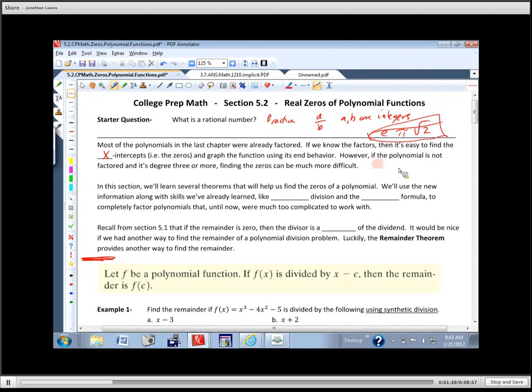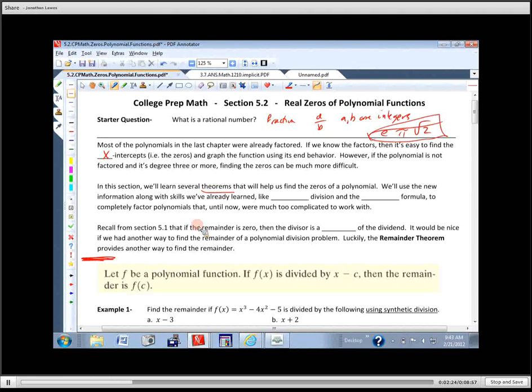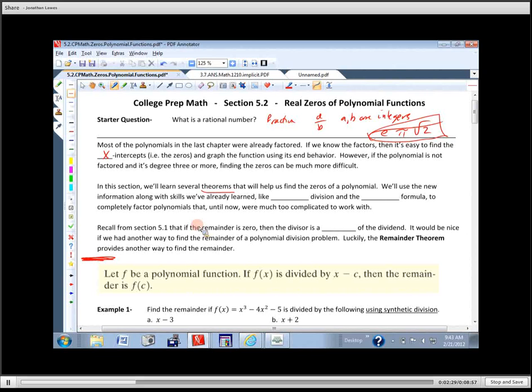If the polynomial isn't factored, then it's a lot more difficult. Or if it's degree 3 or 4 or 5, then it's kind of tough to work with. So in this section we're going to learn a bunch of theorems. Can anybody tell me what a theorem is? Something that you use multiple times. That's correct. A theorem is a fancy word for a mathematical rule that's been proven to be correct. It's been proven to be true.